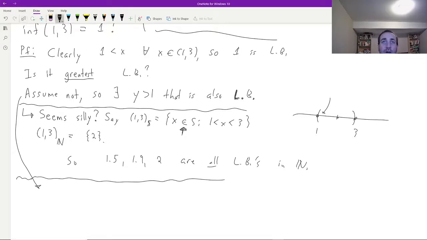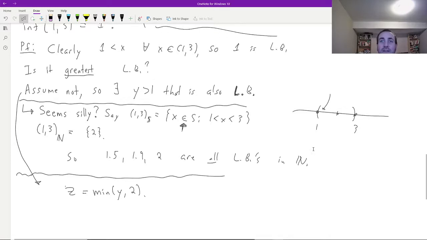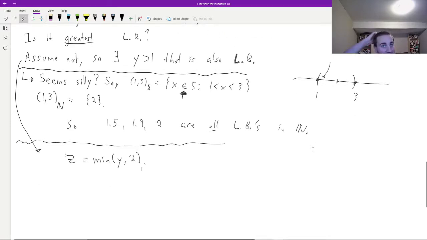So let's assume that 1 is not the greatest lower bound. So in particular, there's this other number y that's also a lower bound. How are we going to check that there's a problem? Well, first of all, I'm going to be a little bit silly. I'm going to define z to be the minimum of y and 2. Okay. So if y is a lower bound, then definitely the minimum of y and 2 is also going to be a lower bound, right? It's smaller than y. So I just want to assume that y is less than or equal to 2, so I can do the next bit of the calculation.